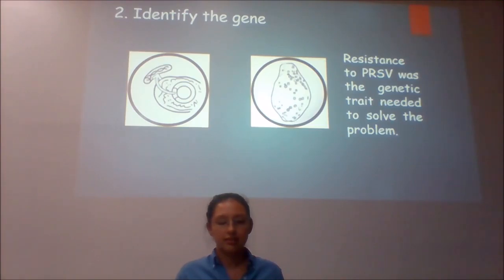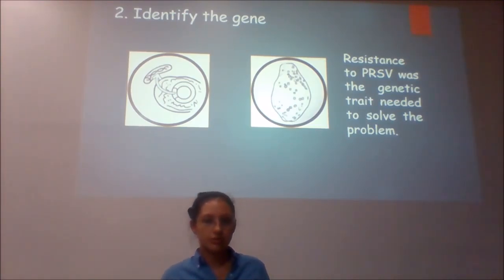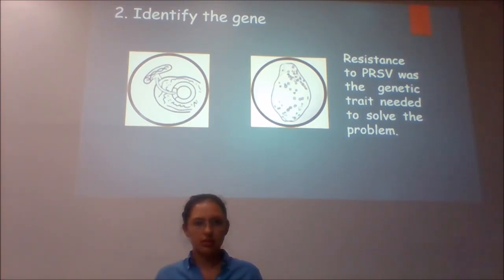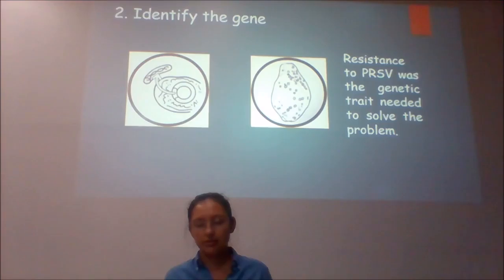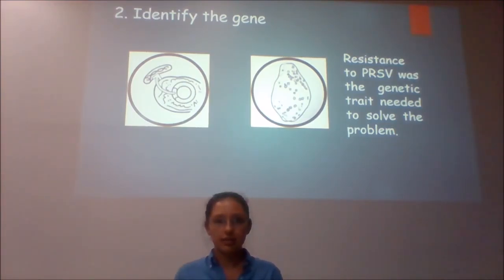I'm going to talk about how to identify the gene. Well, this is the second step, but it is not less important. So, identify the gene or genetic material that would solve the problem, like providing resistance to disease or pest, and study the genetic makeup of the plant that needs to be treated.